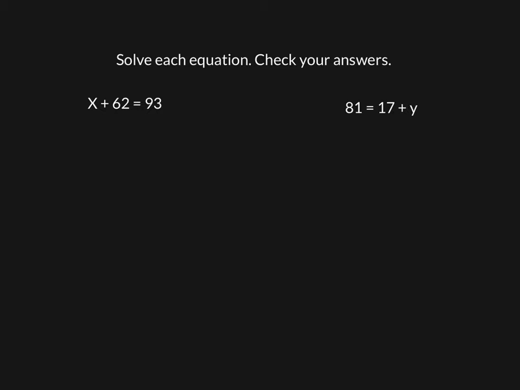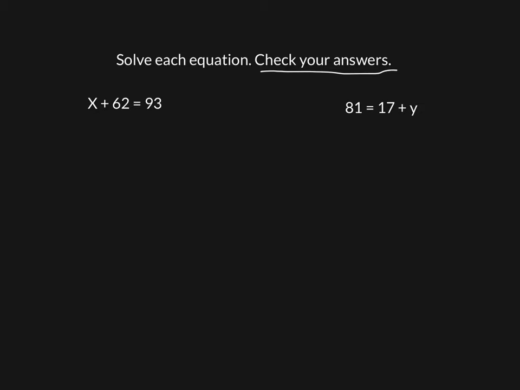Alright, so our directions say, solve each equation and check your answers. Now, if it says check your answers, then you need to make sure you follow that. A lot of times kids get a little lazy and they say, oh, I don't really need to check my answers, it's just an unnecessary extra step. But really, that's the way you can know if you got it right or not. You know, there's no guessing. If you check your answer, then you say, yeah, I know I got it right because I checked my answer. Now let me explain to you why that is.